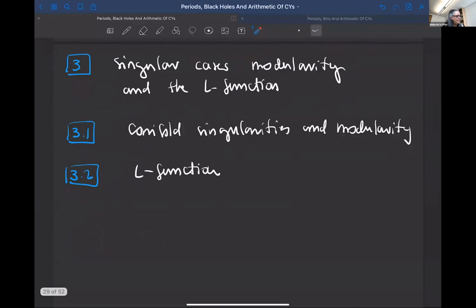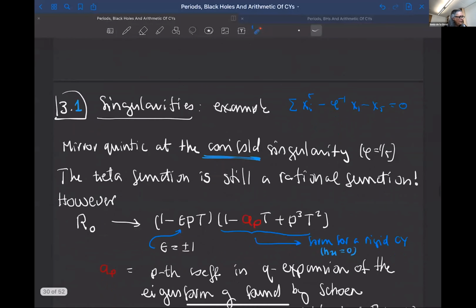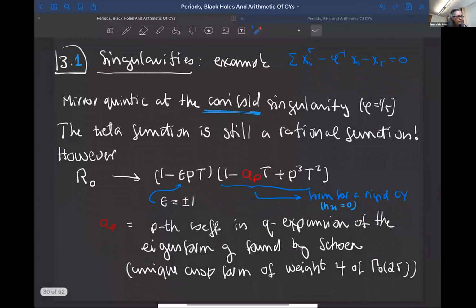Okay, so this takes me to the last part of the talk, which is about singular cases, the L function and modularity. I already mentioned the conifold singularity. For example, for the quintic, this was a quintic polynomial, there is a singularity when phi is 1 over 5.